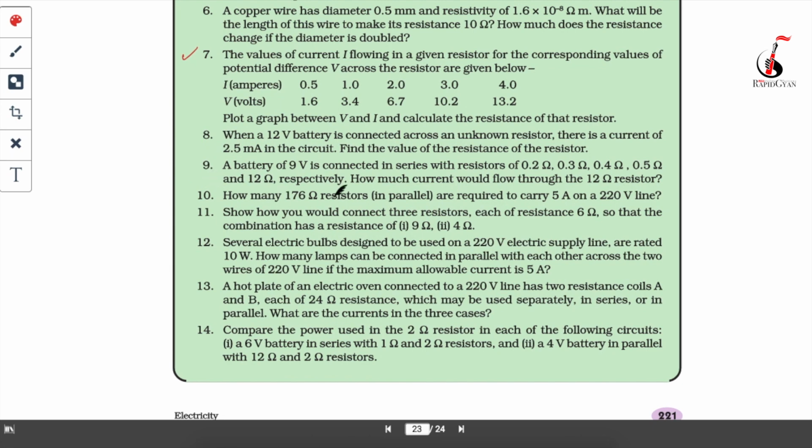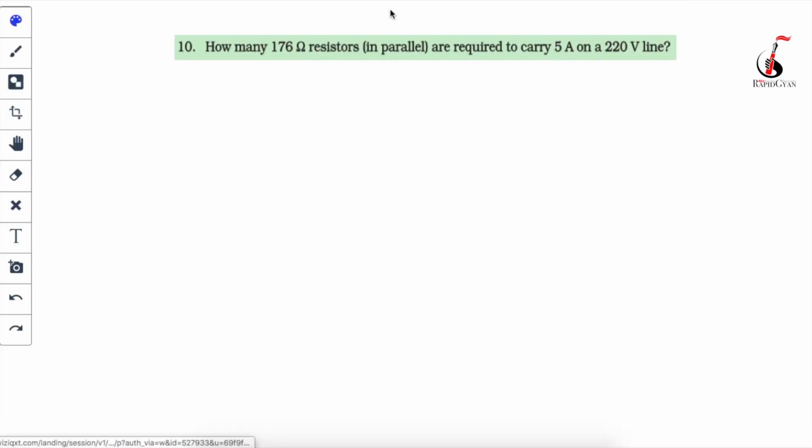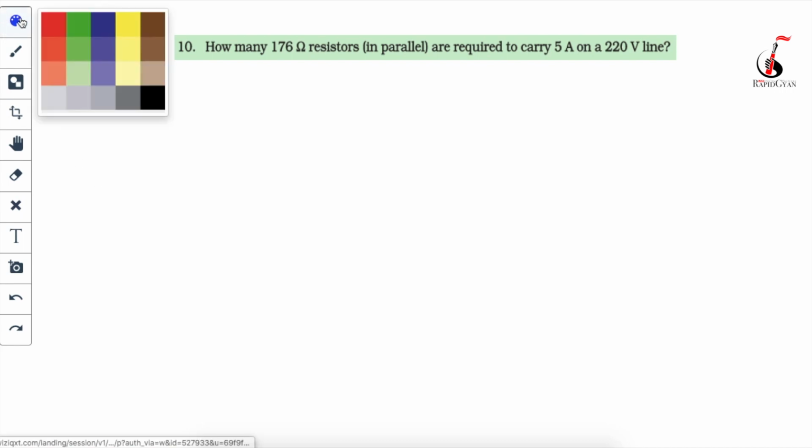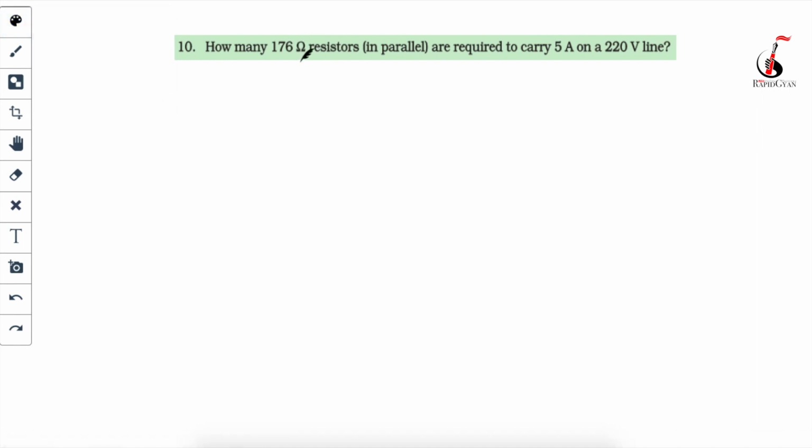Okay, 10th question: how many 176 ohm resistors in parallel are required to carry 5 ampere on a 220 volt line? So guys, have you understood this question? There are multiple resistors and each resistor is of 176 ohm. The potential difference is 220 volt and I will have to get the current of 5 ampere. I am having multiple 176 ohm resistors, so how many resistors will be needed?